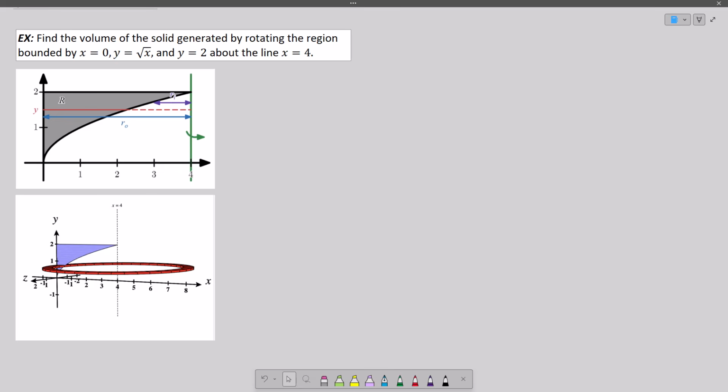We are using washers. If we think about our horizontal rectangle right there, when it rotates around that axis, there's a gap right there, so it's going to create a washer. So let's write down our generic washer formula. Area of a washer, pi multiplied by outer radius squared minus inner radius squared.